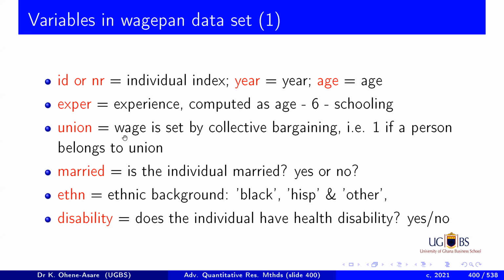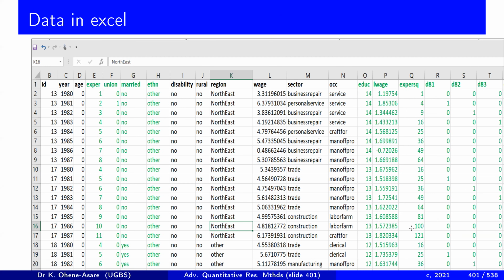Okay. So these are the information. Experience computed as age minus 6 years minus schooling. Union, as I've explained it, is where the wage is set by collective bargaining. Okay, and it's equal to 1 if a person belongs to a union or 0 if not. Married is whether the individual is married or not. Ethnicity is whether the person is Black, Hispanic, or other. Disability means that a person, yes means that a person is disabled, and no means the person has no disability. So you can feel the data, right.